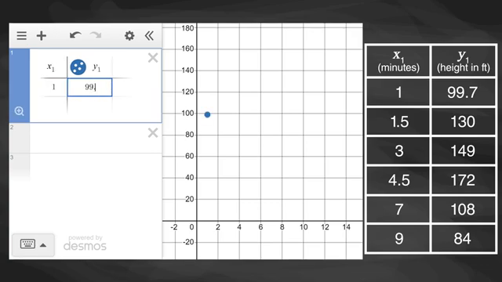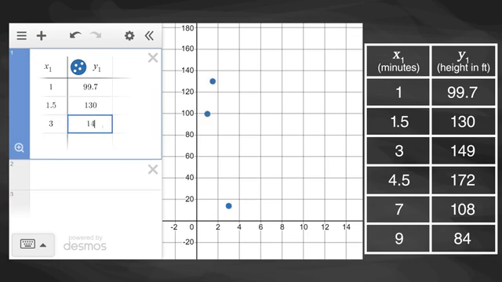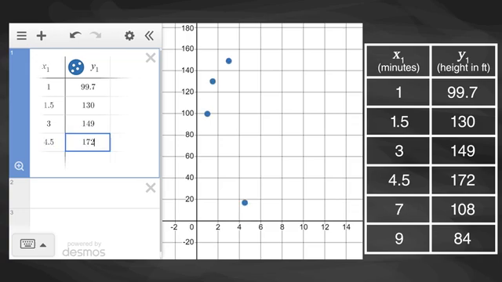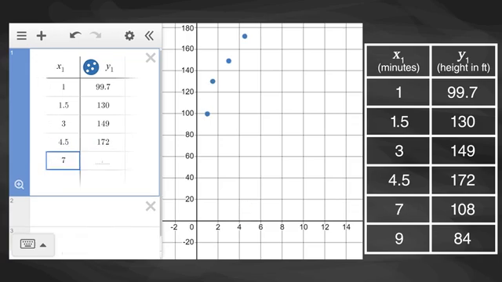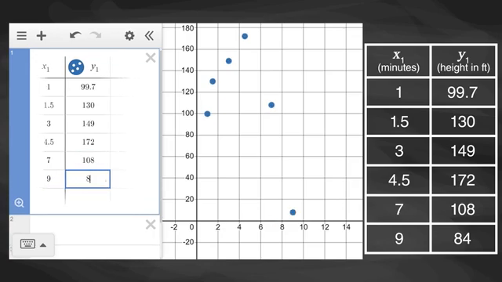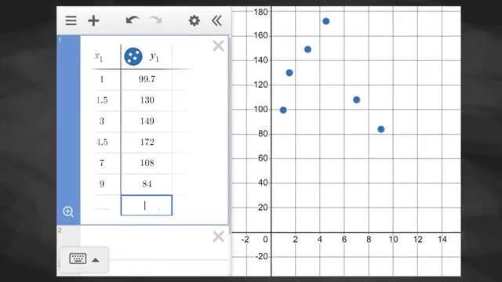1, 99.7, 1.5, 130, 3, 149, 4.5, 172, 7, 108, 9, 84. You can see that each data point in the set has been entered. These distinct points represent moments from the balloon's flight.